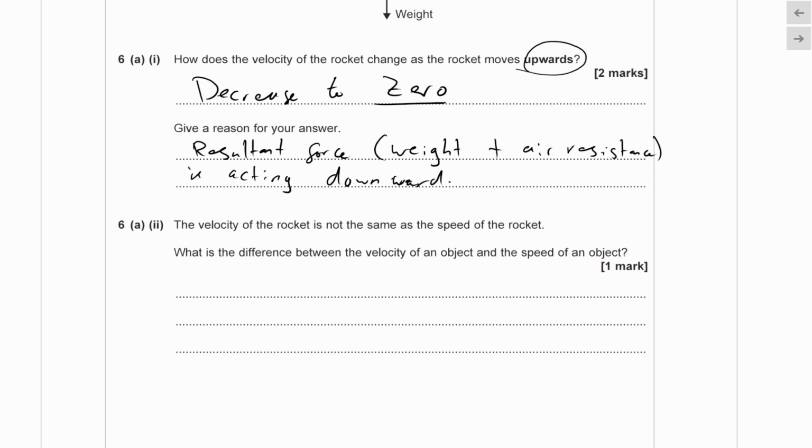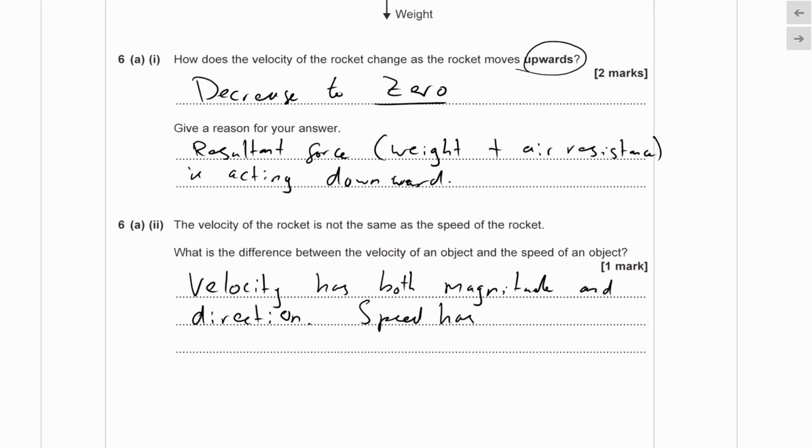Part 2, it says the velocity of the rocket is not the same as the speed of the rocket. What is the difference between the velocity of an object and the speed of the object? Okay, so velocity has both magnitude and direction. Speed has only magnitude. So the difference between the two is the fact that velocity will include direction and speed will not.